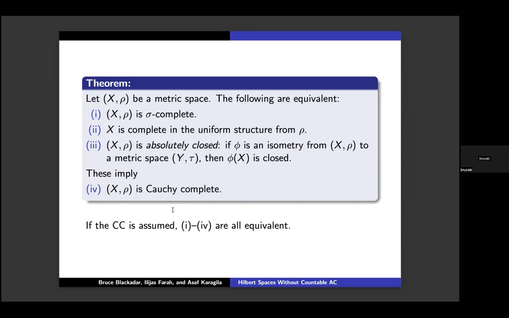Because if you have countable choice and you have this decreasing sequence A_n, you can just pick an element out of each A_n. And because the diameters of the A_n go to zero, that sequence has to be a Cauchy sequence.